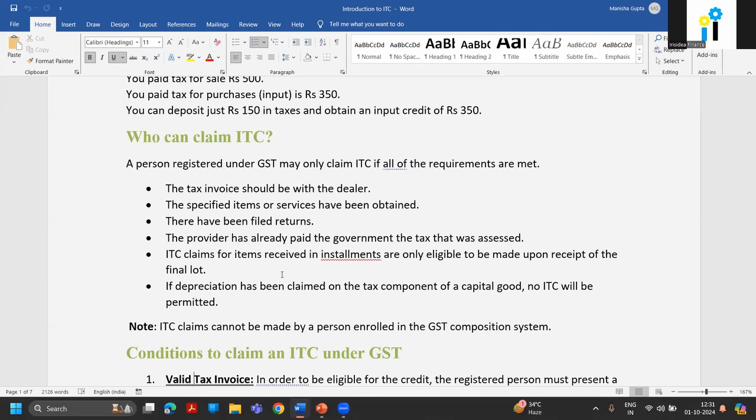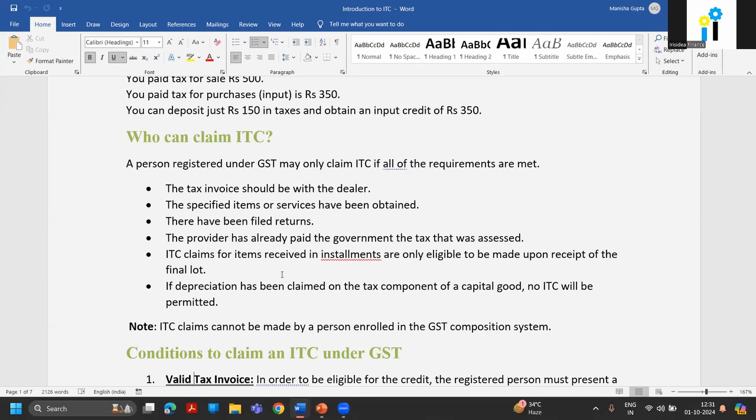Okay. Means your vendor needs to file the return. So when he files the return, at that time he pays to the government. If it is not paid to the government, you cannot claim ITC on that invoice. You have to tell your vendor to file that invoice in the GST. After that, you can take the ITC claim.